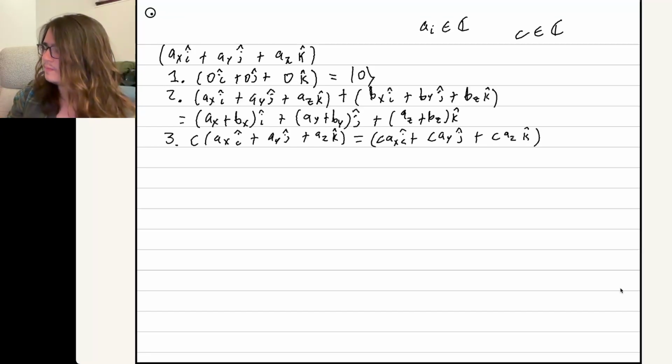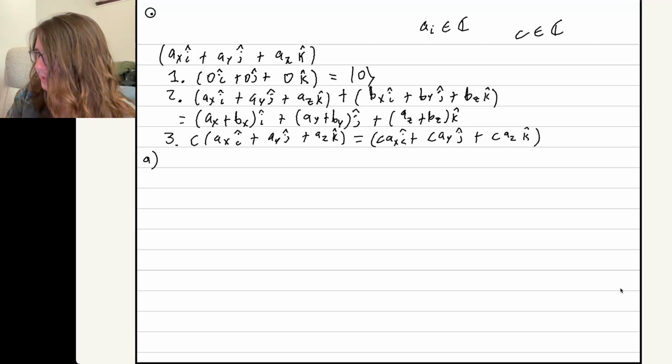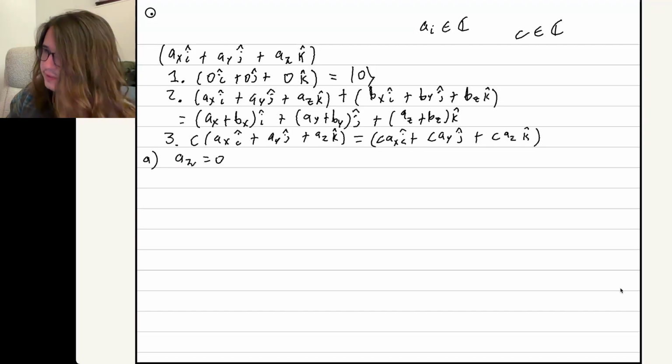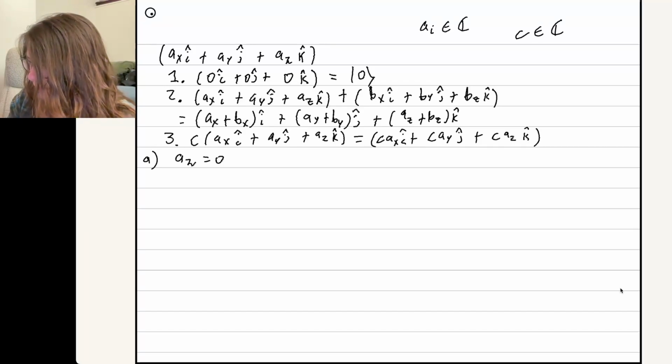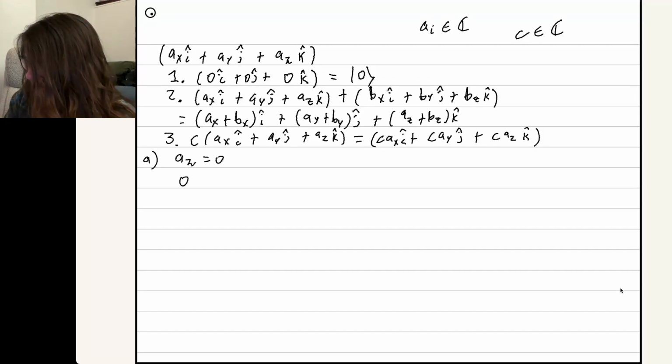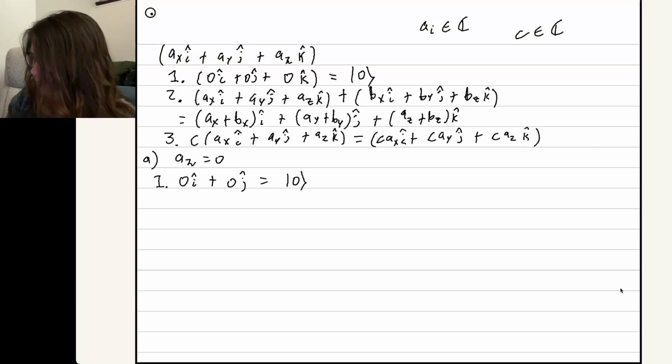Then we can start getting to the actual problem, just doing all the same checks again, but setting az to 0, seeing if that constitutes a vector space. Well, let's check if it has the null vector. 0 i hat plus 0 j hat. So, yeah, it has the null vector. It's just a two-dimensional null vector now.